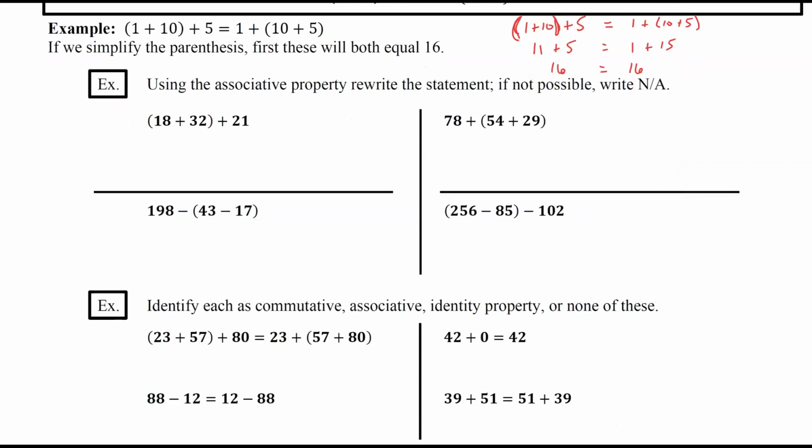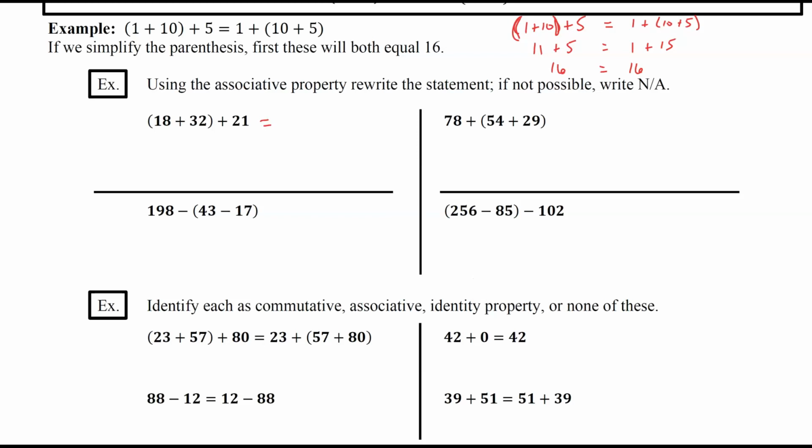So the first example says, using the associative property, rewrite the statement. If not possible, write n/a for not applicable. Okay, so it says the quantity 18 plus 32 plus 21. And it wants to know if we can rewrite this.